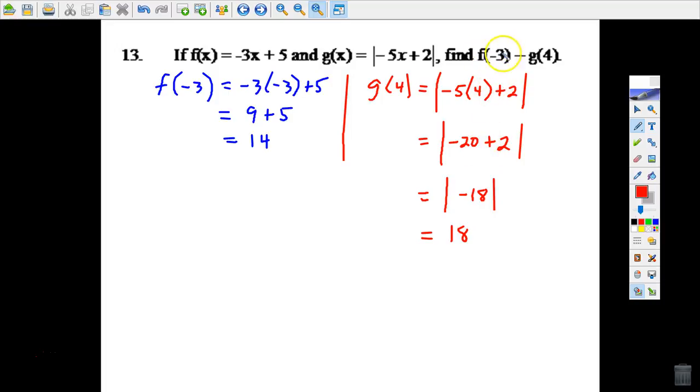Okay, so we found f of negative 3. We found g of 4. And this says just subtract those two numbers. So my final answer will be 14 minus 18. I've got to do them in that order. F of negative 3 minus g of 4 to get to my final answer, which is negative 4.